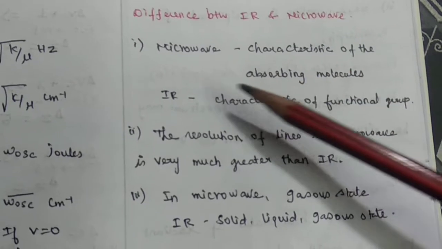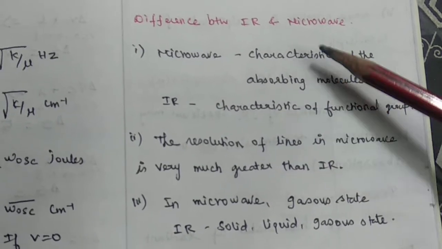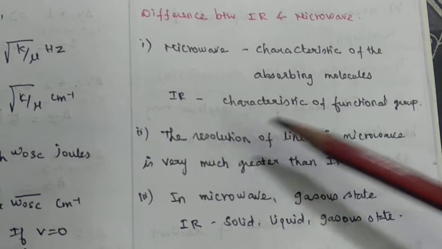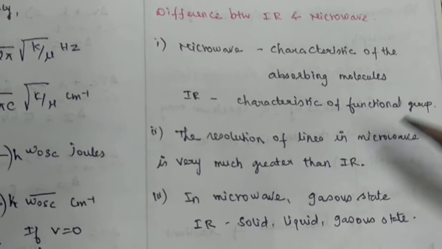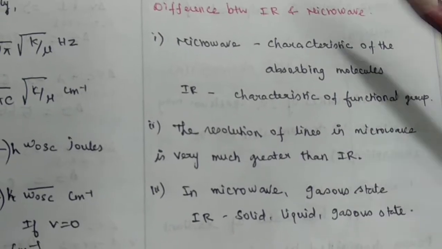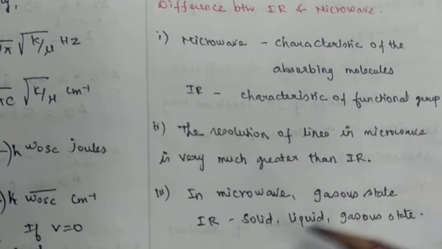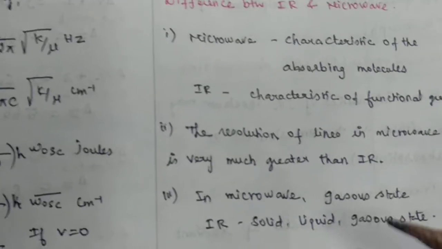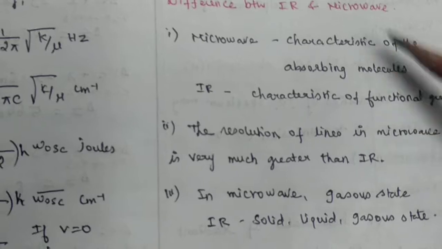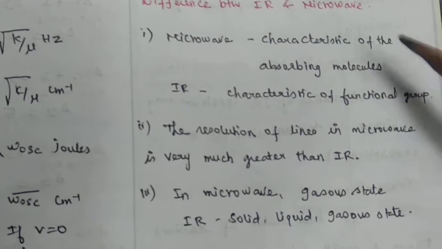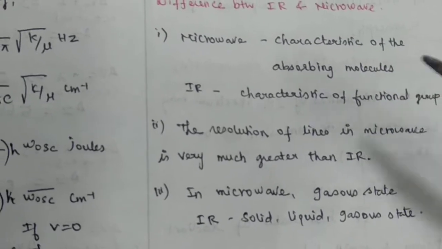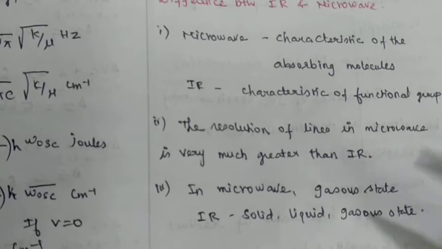So in microwave, we get the characteristics of the absorbing molecule. In IR, we get the characteristics of functional groups. So the resolution of lines in microwave is much greater than IR. In microwave it is the gaseous state, in IR it is solid, liquid and gaseous state. So these are all most important. I have given those points which are related to the exam. In the exam points I have kept it a little short. Okay.